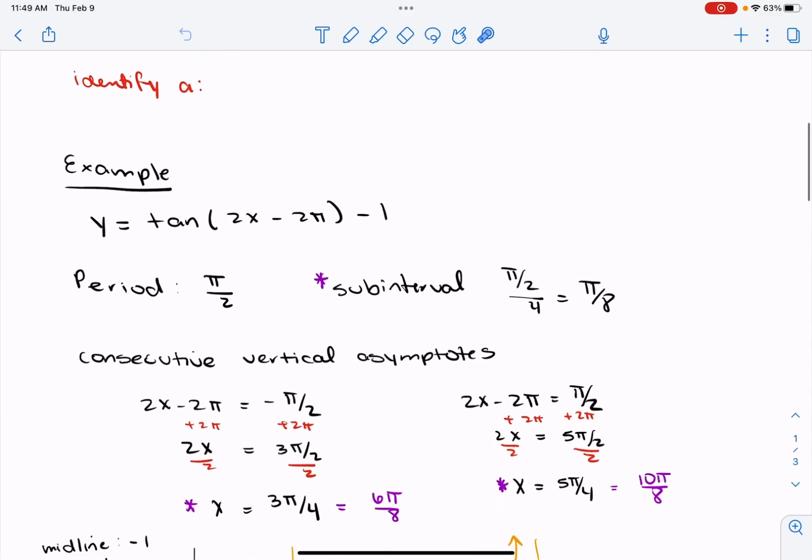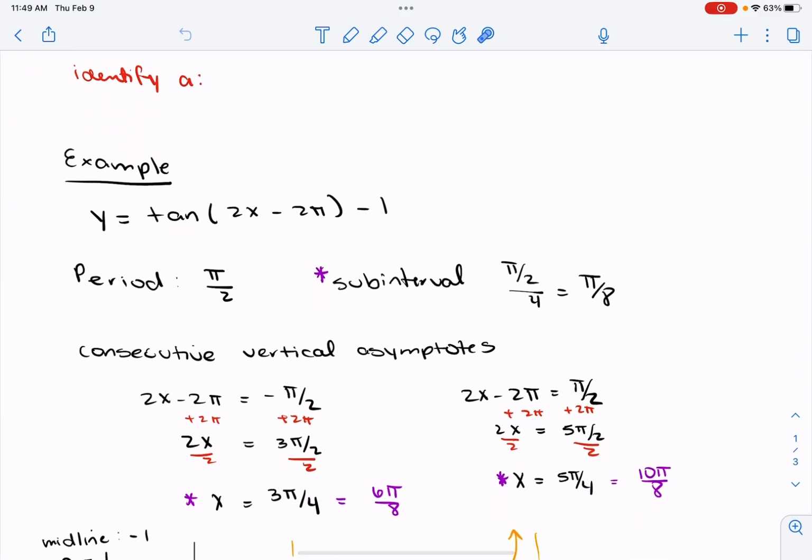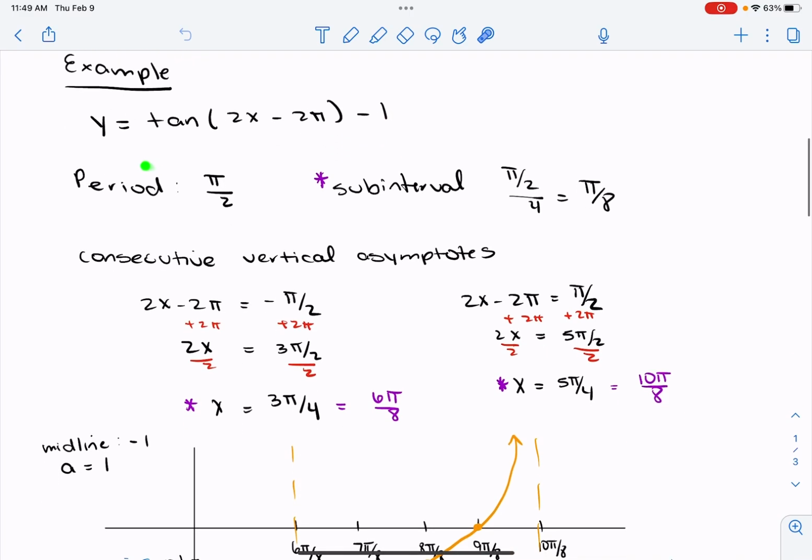So for example, if you have y is equal to tangent of 2x minus 2 pi, minus 1, what you're going to do is you're going to find your period. It's going to be pi over your b value. Then you're going to get your subinterval, which is pi over 2 divided by 4. So we're going to keep, change, flip, which gives us pi over 8.